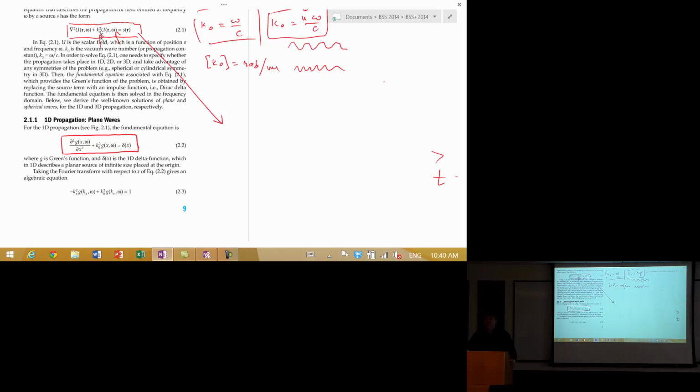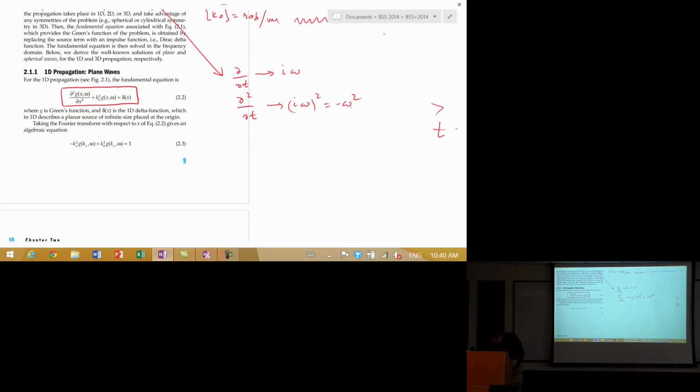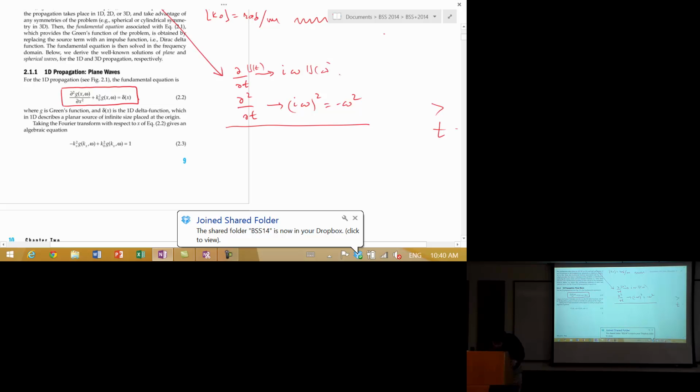Omega squared, if it was a derivative in time. So if I have du/dt, in the frequency domain this will translate into i omega. If I do d2u/dt2, this operator is going to become i omega twice. It's going to give you minus omega squared. Good. But now, imagine if I take the derivative of u(t). This is going to be i omega times u of omega.